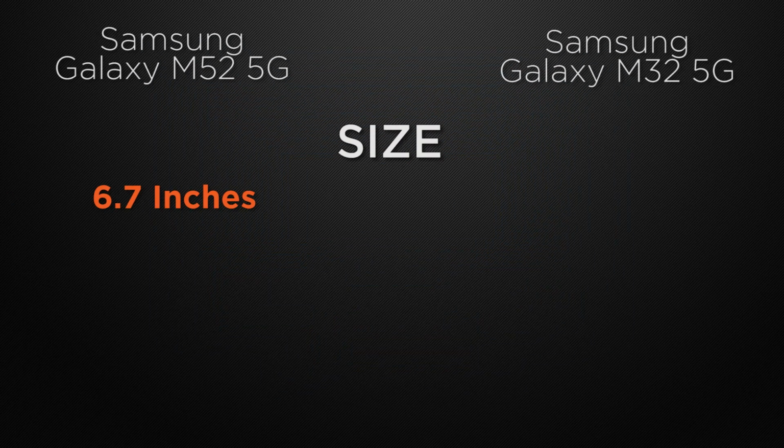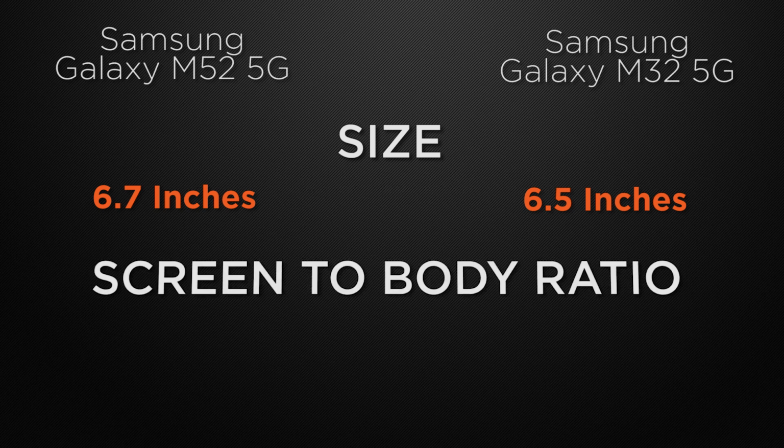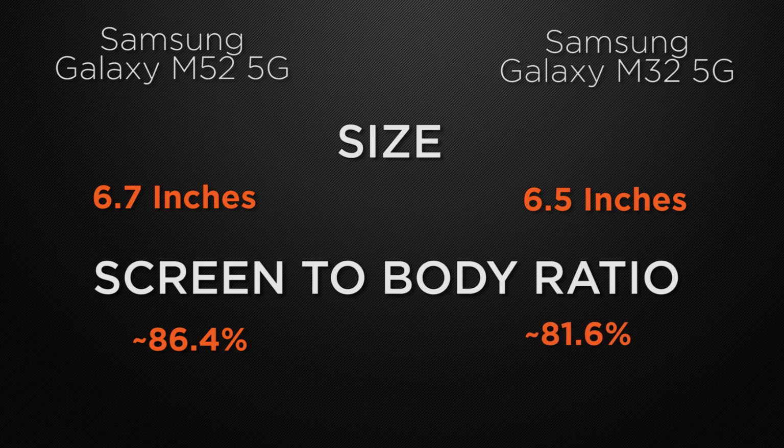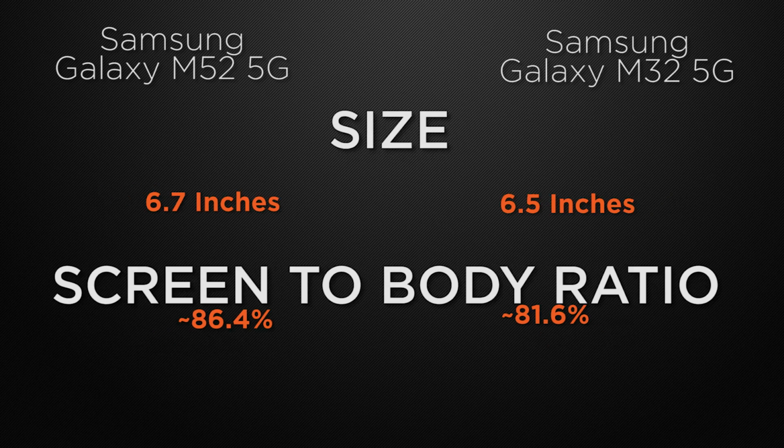Moving to the display features of the devices, let's start with the display size of the devices. M52 have 6.7 inches of display whereas M32 have 6.5 inches of display. So the winner here is M32 because it have bigger screen size. And about the screen to body ratio, M52 have approx 86.4% whereas M32 have 81.6%. So the winner here is M52 because it have bigger ratio.